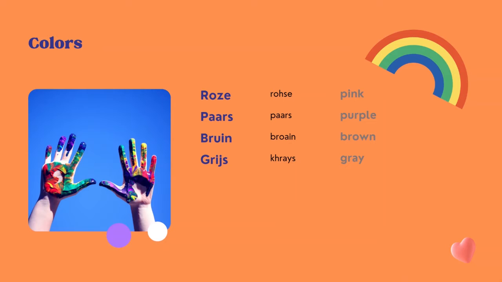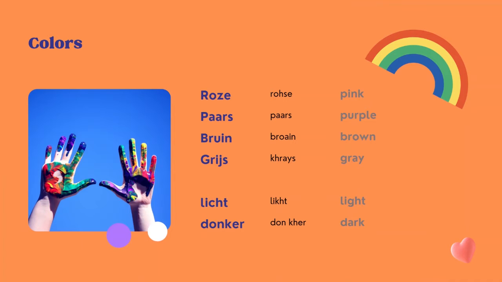Good. And then we go more to the shading, let's say it like that. So if we talk about that something is light, we say licht. Repeat after me. Licht. Okay, good. And then the last one, that is donker. Donker. Repeat after me. Donker. And that is dark. Alright, great. So now you've already learned the most important colors in Dutch, and you also learned about light and dark.